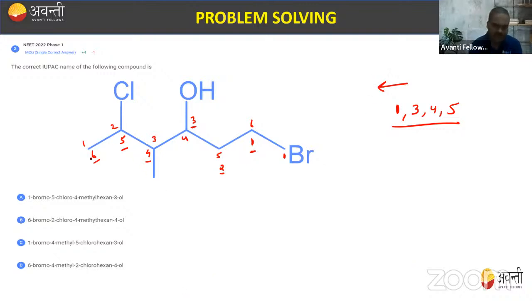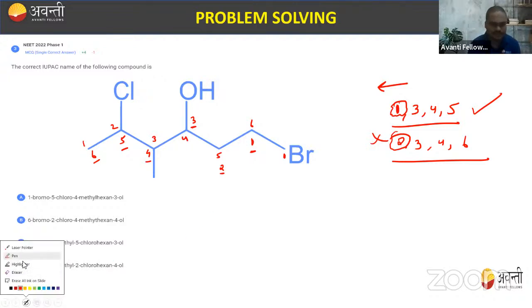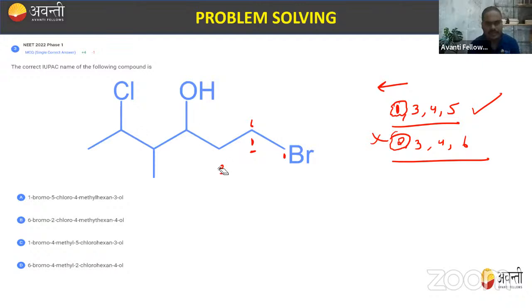Now if you do the numbering from the other side, you get locants like this: 2, then 1, 2, 3, then we have 3, then we have 4, then 5, 6, right? So the lowest set of locants rule. We all know this thing now. We always use the lowest set of locants rule. So this is the correct one. This is not correct, because here we have 1 and here we have 2. So the correct locant is this one. So we'll name this from this side only. So let me quickly write the correct side by which we name the compound.